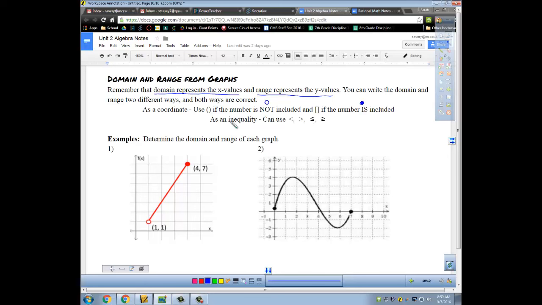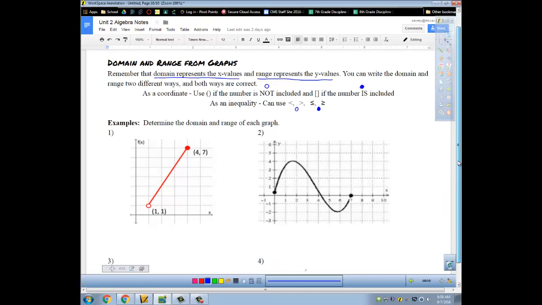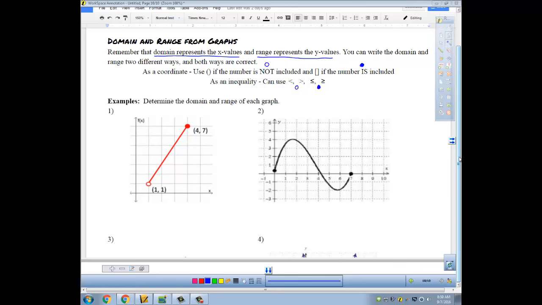And then another way we're going to do it is write it as an inequality. So if you have less than or greater than, that's an open circle. Less than or greater than or equal to would be a closed circle. The inequality part will be the weirdest part. And again, you can choose whichever way you prefer. Most people prefer writing it as a coordinate, but you will see it both ways. So I want to make sure you know how to do both ways.